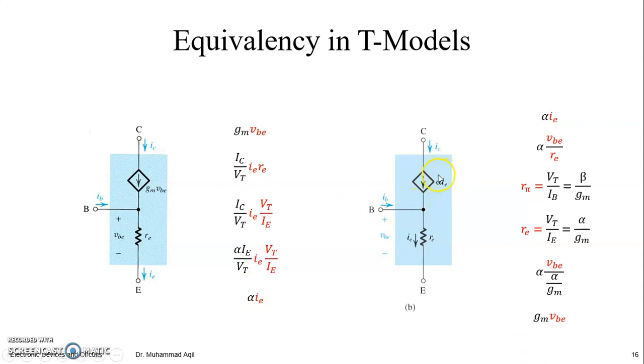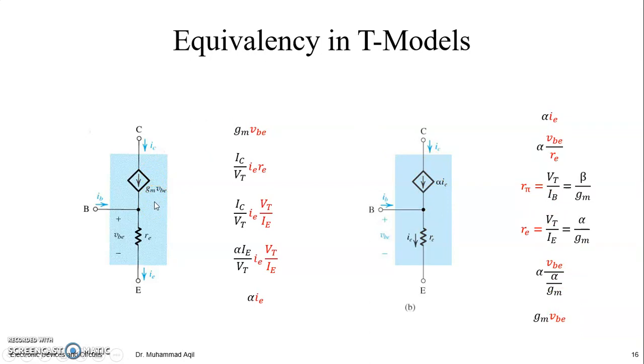Same is done here. You can use this alpha IE and prove it to be equal to GMVB, right? So alpha IE, again by Ohm's law, VBE is equal to IERE. So IE is equal to VBE upon RE, right? And remember r pi equals VT by IB or beta by Gm, and RE is equal to VT by IE, equals alpha by Gm, right? So here I am using the RE equal to alpha by Gm relation. When I put RE equal to alpha by Gm, Gm comes up, alpha alpha cancel, Gm VB. It means these two models are the same.